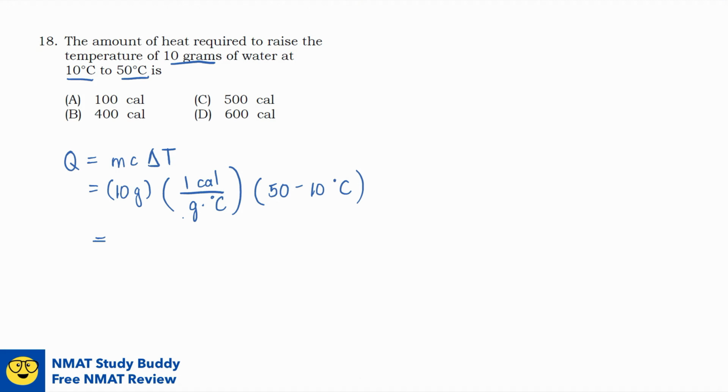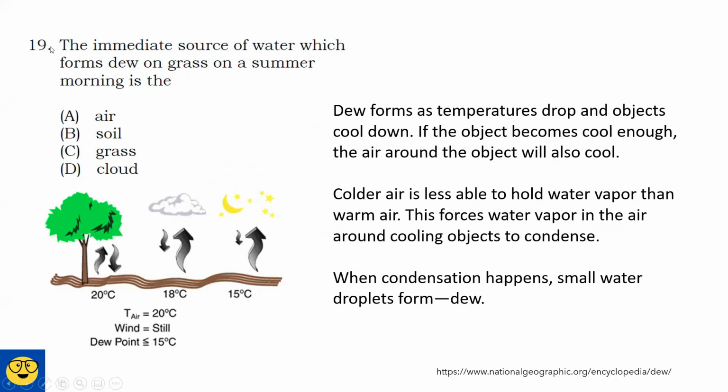So, pwede na natin isolve. So, makakancel yung gram and Celsius. So, 10 times 40, di ba? 10 times 40 is 400 calorie. So, ito na yung final answer natin. Letter B. Number 19, the immediate source of water which forms dew on grass on a summer morning is the blank. Yan, so yung correct answer dito is air.